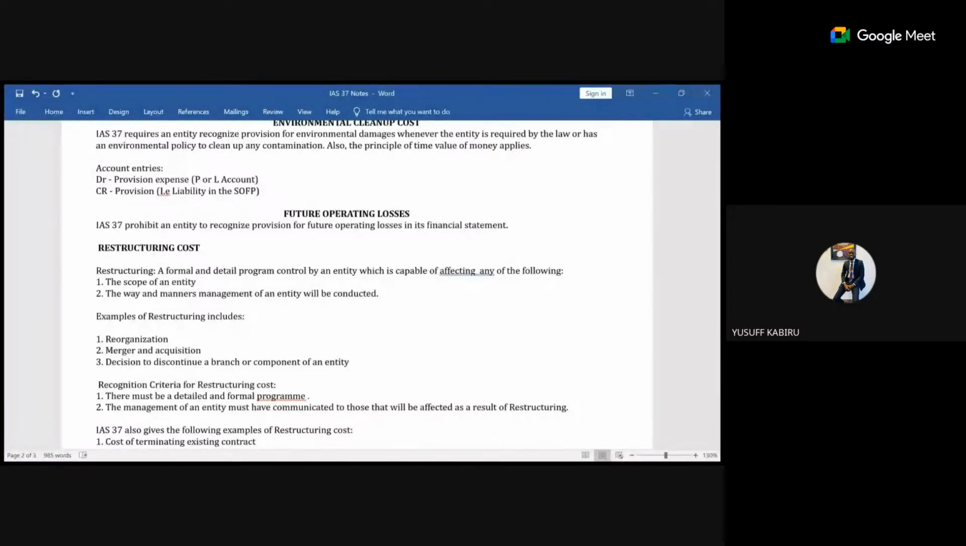So number one of the recognition criteria for restructuring cost is what? Is that there must be a detailed and formal program. That means the management of the entity will have made sure everything is formal. They would have made announcements. When I say something is formal, they will have made an announcement that this restructuring is going to come up next month. This restructuring is going to happen next quarter. They will have announced it.